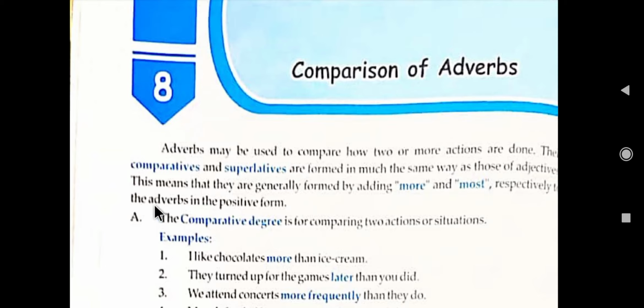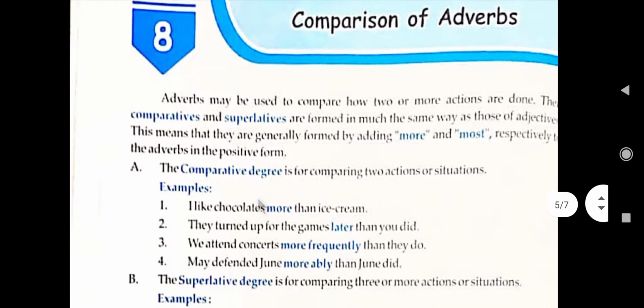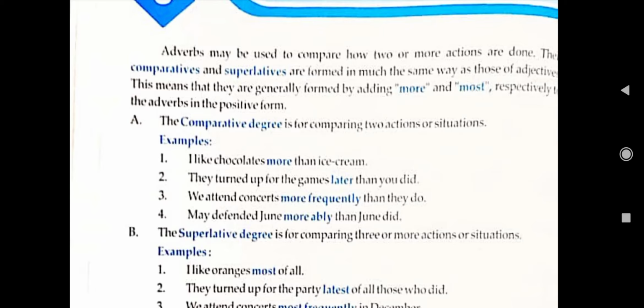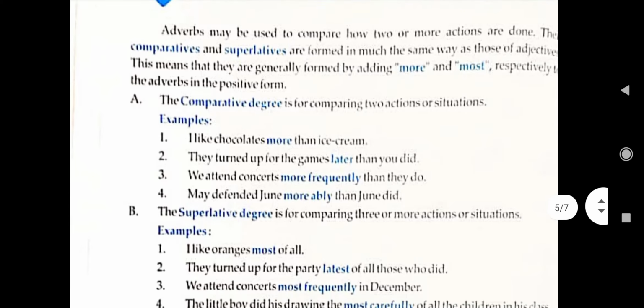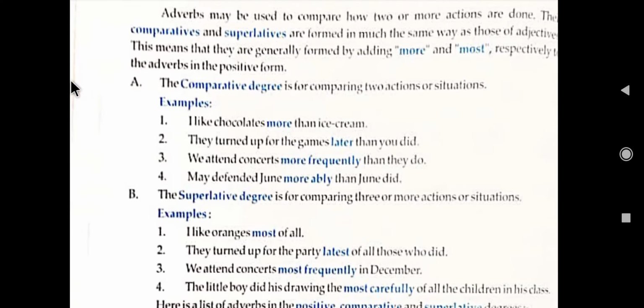This means that they are generally formed by adding more and most respectively to the adverbs in the positive form. Now, how do we make that comparative and superlative degree? By adding more in comparative degree and by adding most in superlative degree. First, now move on to the examples. The comparative degree is for comparing two actions or situations.